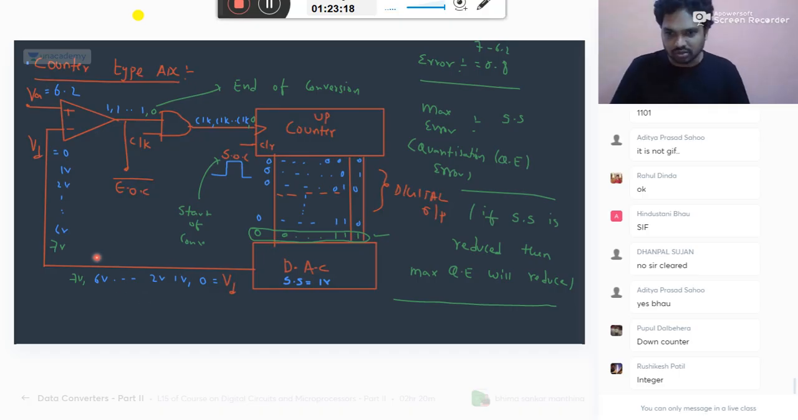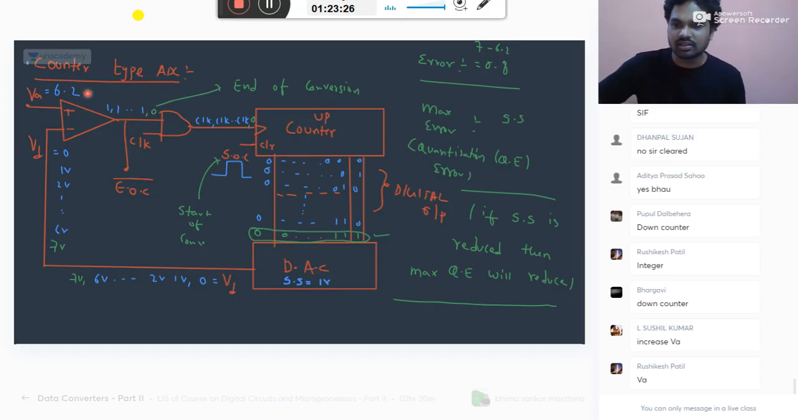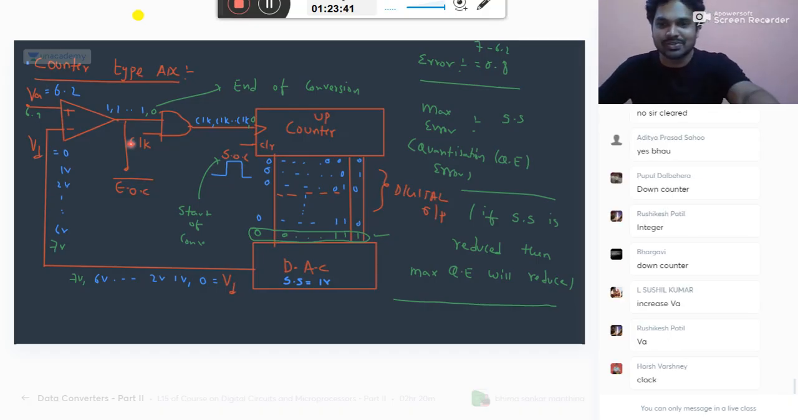For the same circuit, I do a little modification. Why down counter here? It may be easy. Don't see only 6.2. Take 6.9. Anything, it should work. VA is not in your hand. VA is the analog input coming from something. Don't say, sir, 6.9 I take, sir, here 7, no error will come, sir. Don't say like that. That is not your solution.